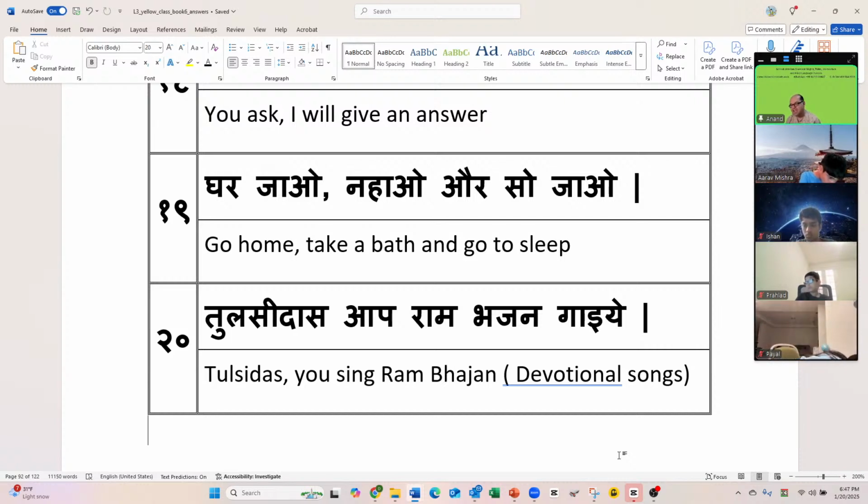And obviously he wrote many other things. Anybody wanted to say something? Okay. So that is why I selected the word Tulsidas, because I was writing about Ram Bhajan. Tulsidas would also be considered a very important Hindi literary figure because he wrote the Ramayana, one of the first books in Hindi.